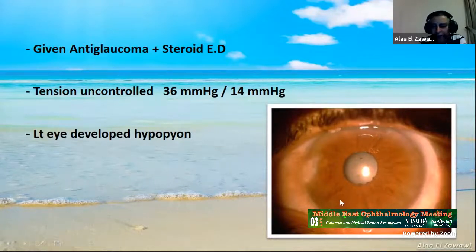And during my follow-up, a hypopyon happened in the other eye, in the left eye, which is the eye with 14 millimeters. But what shall I do with the right eye? Uncontrolled tension, his vision was 1/60. I stayed with him for about 3 months.